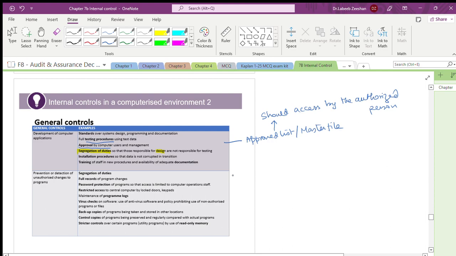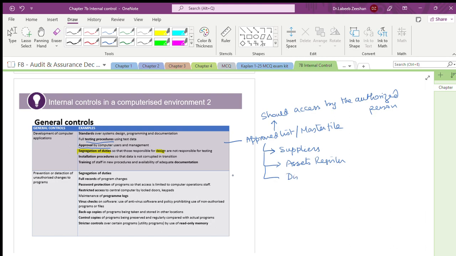Approved list with respect to what? Approved list with respect to suppliers. Approved list with respect to the assets register. Approved list with respect to whom we have to offer discounts. This is what the approved list is.